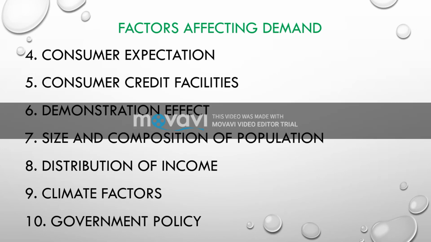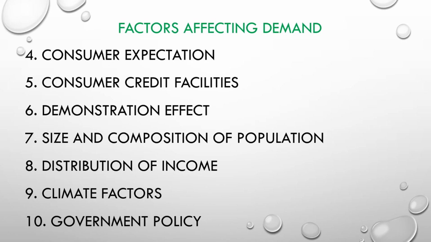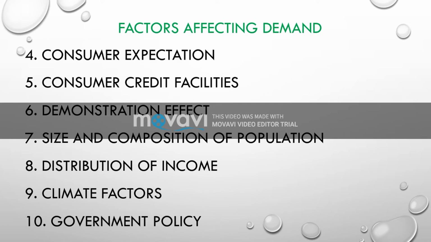Now, next factor is consumer expectation. Consumer expectation about such things as future price, income and availability of the goods play an important role in determining the demand of goods and services in the current period. For example, if the consumer will expect the rise in the price of commodity in future, they will demand the greater amount of commodity in the present day.